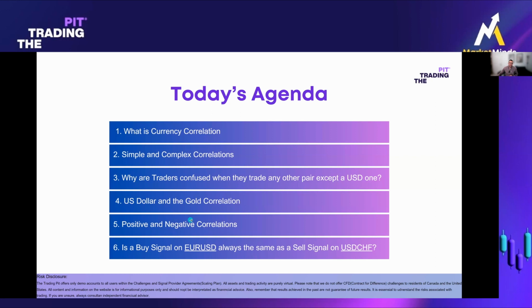We will explain the US dollar and gold correlation, as well as the WTI and the Canadian dollar, and some of the correlations, and we will see them better on the chart afterwards. Also, positive and negative correlations. Some currency pairs are positively correlated. Some others are negatively correlated. And at the end, we will check on the charts and find out: is a buy signal on the euro US dollar always the same as a sell signal on the USD Swissy? That's a question I think many of you have.